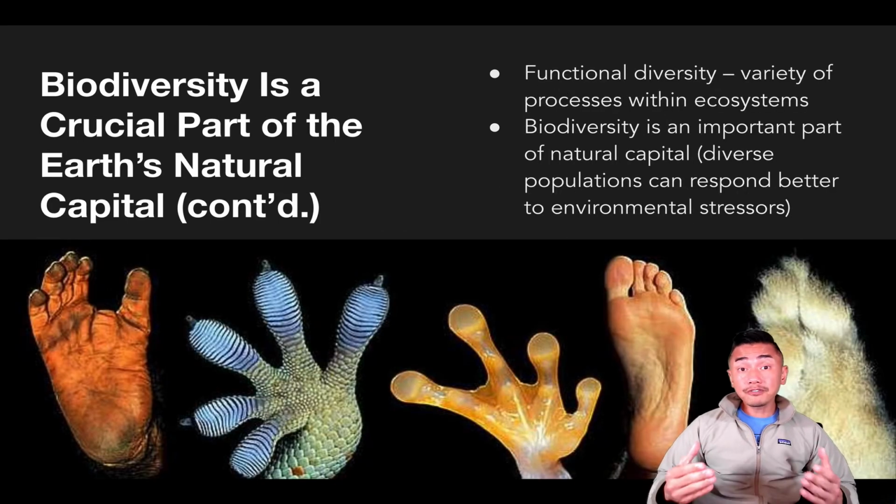Finally, we can look at functional diversity, which is the variety of different processes that happen within an ecosystem. Biodiversity is very important because it allows populations and ecosystems to respond to environmental change and environmental stress. Because of that, biodiversity is a natural resource and therefore part of our natural capital.